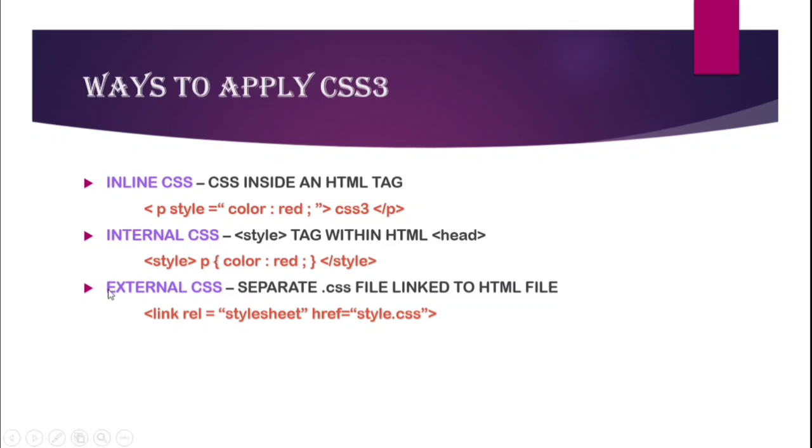Then we have the external CSS. When you create a separate .css file, I'll link that file to the HTML file. How do you link it? Using the link tag, and you'll add rel. Here we have the stylesheet. Then we have the href, which is style.css. So a .css file is nothing but the CSS main file. Every main CSS file should have .css as an extension. By using this link tag, we will add the CSS file to our HTML page. That is nothing but the external CSS.